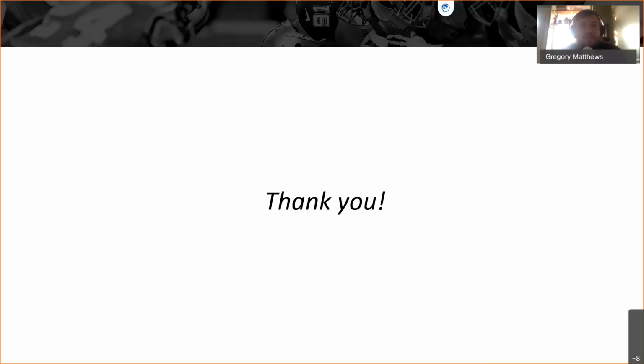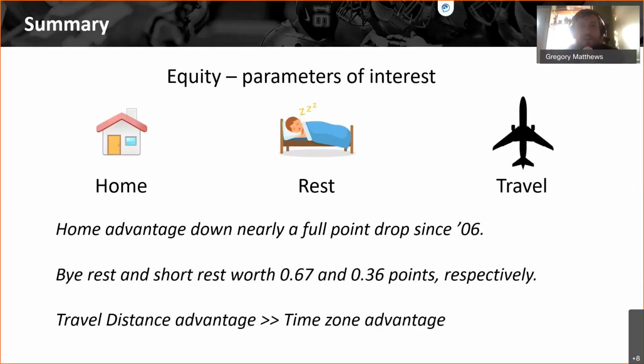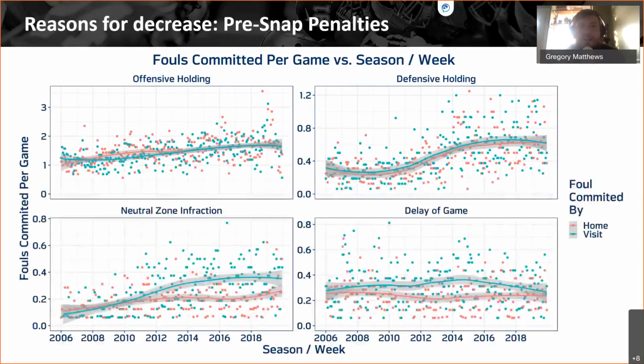So Tom, I was looking at those plots you showed about penalties. It looks like there's a big increase around 2012 or 2013. If you look at delay of game, defensive holding, and neutral zone infraction, the increase seems to happen at the same time. Was there some league-wide rules change, or some mandate from the league to call these penalties more around that time? Can you talk about that a little?